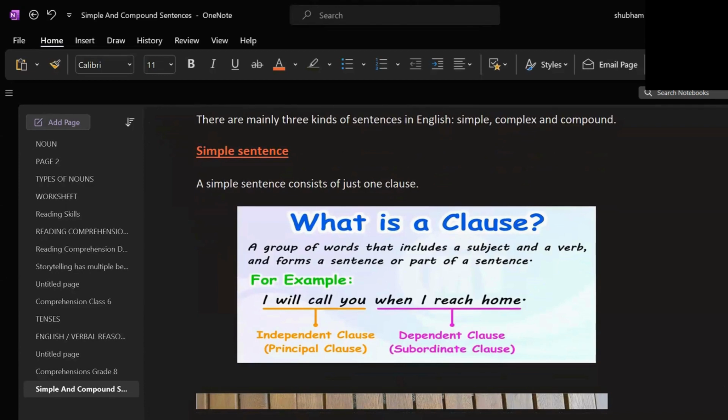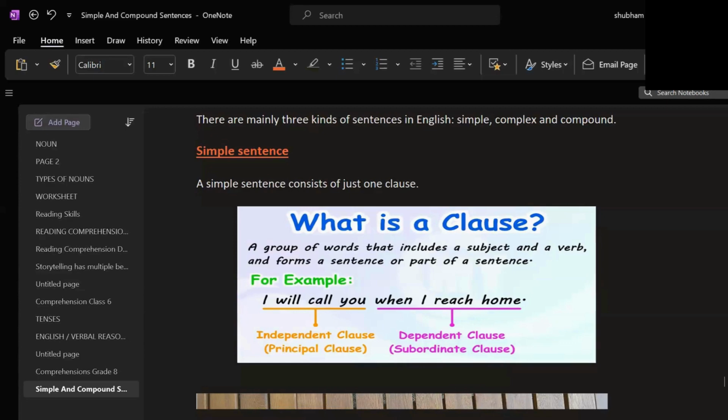A clause is a group of words that includes a subject and a verb and forms a sentence or a part of a sentence. So what does it include? A subject and a verb. So what is a verb? A verb is a word that is used to indicate that something is happening. It is telling you about an action. And what is a subject? The person about whom we are talking.